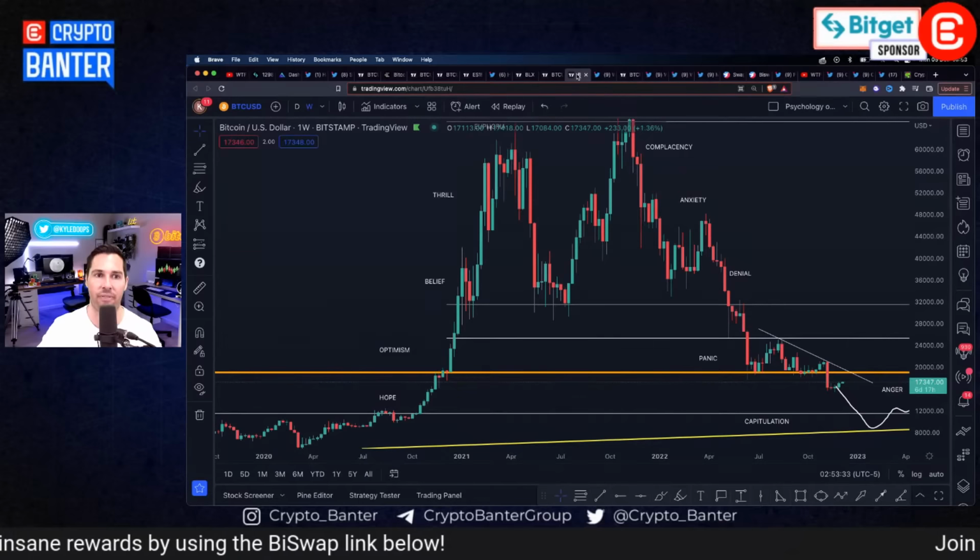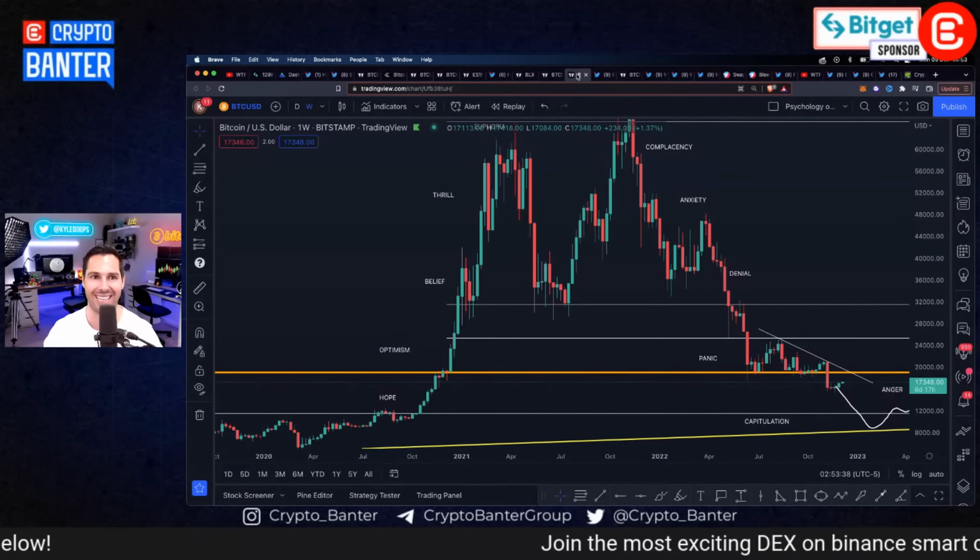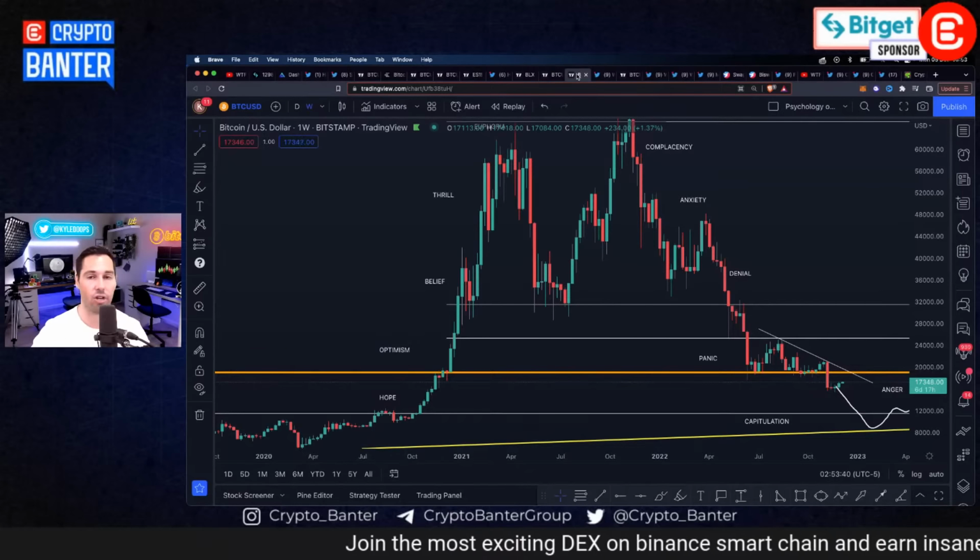Go look at any of the top funds in the world and their portfolio allocation. They always put crypto into the riskiest of their bets. So you should do the same thing.